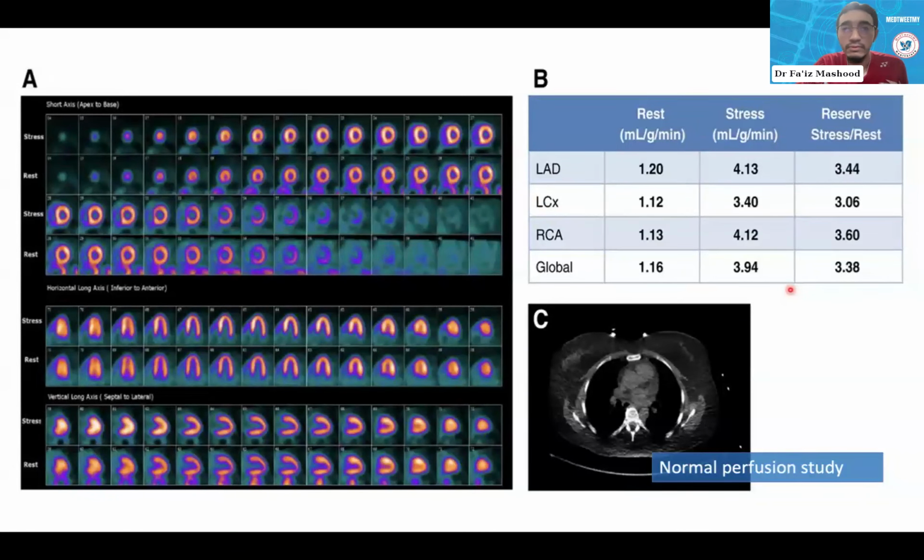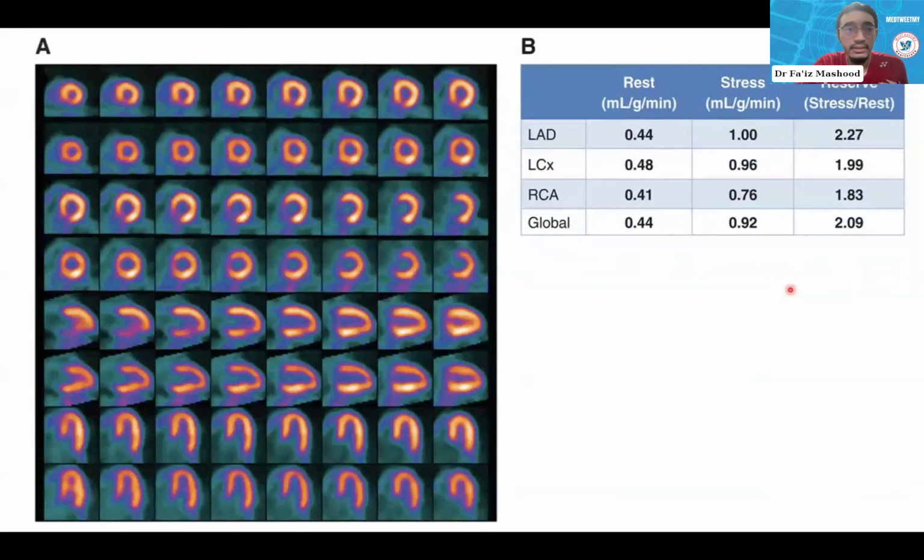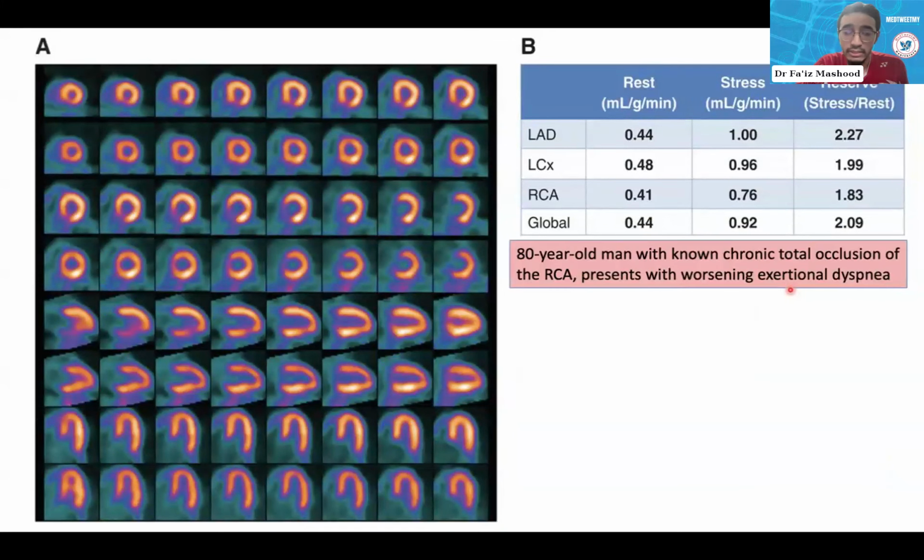Okay, moving on to the next image. This is a PET scan image of an 80-year-old man with a known CTO of the RCA, meaning a total 100% block of the right coronary artery. But this time around, he presented with worsening dyspnea, so we did this PET scan. Putting aside the MBFR on the right side, let's see the image on the left side first.